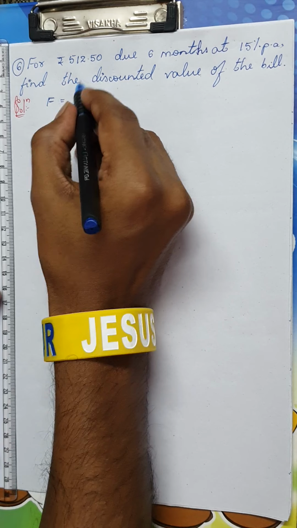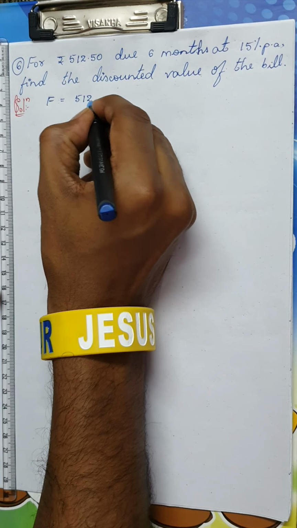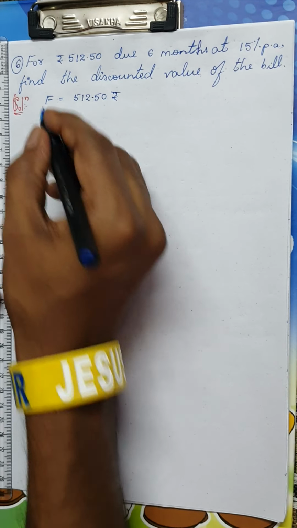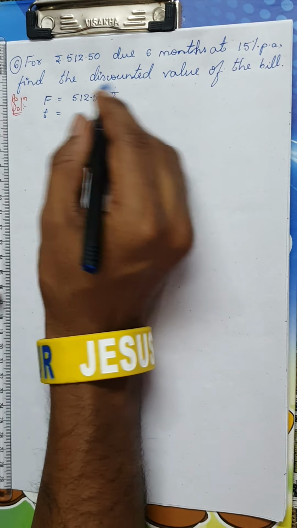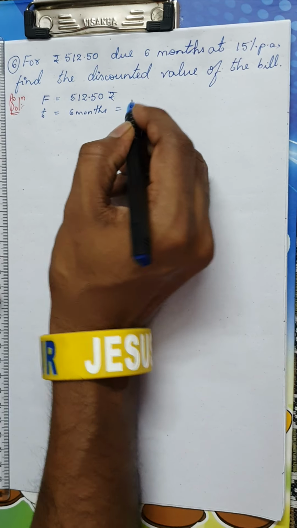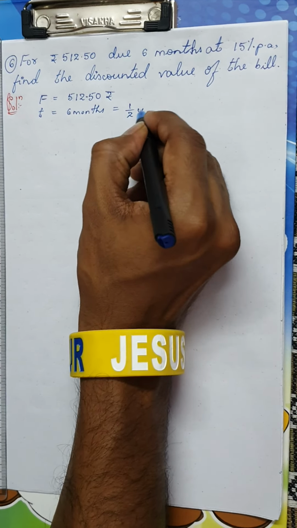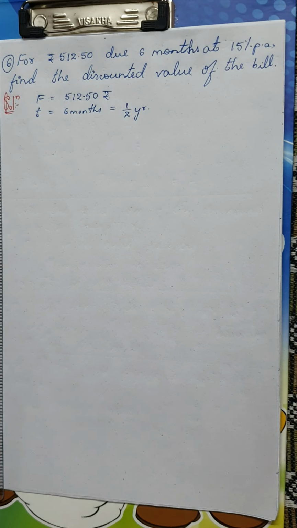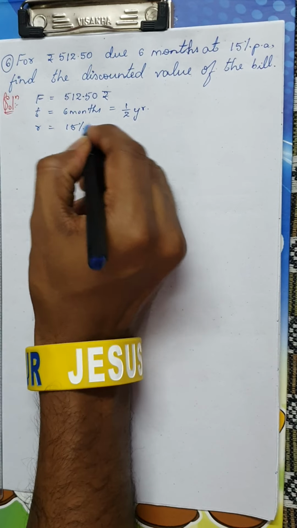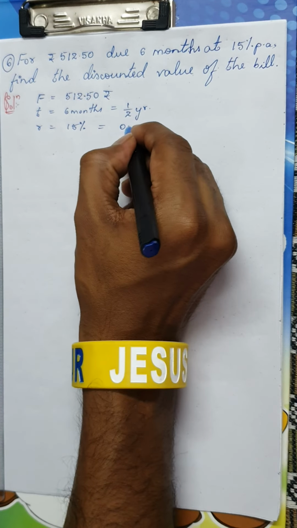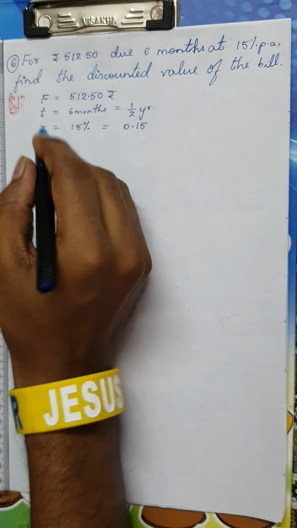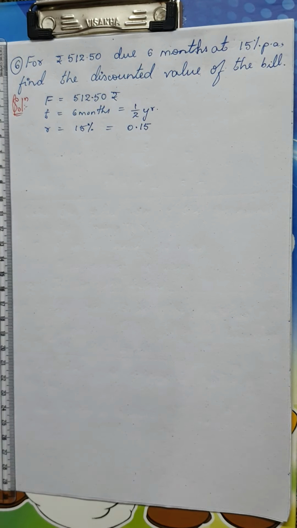Face value. What is the face value here? Face value is 512.50 rupees. Now time. Time is nothing but 6 months. So 6 months is equal to half year. Usually we calculate with respect to year. And rate. Rate is nothing but 15%, so 15% is nothing but 0.15. Now this much is enough.